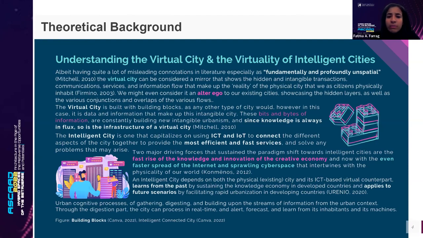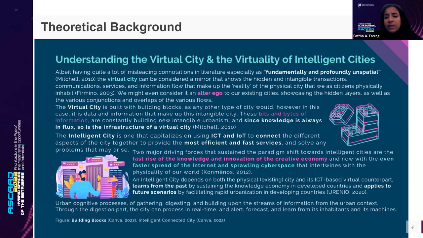This virtual city is built on building blocks, which are bits and bytes of information. And since this is their nature, they're constantly in flux. And this new intangible urbanism is always in flux, and it's always developing and transforming.